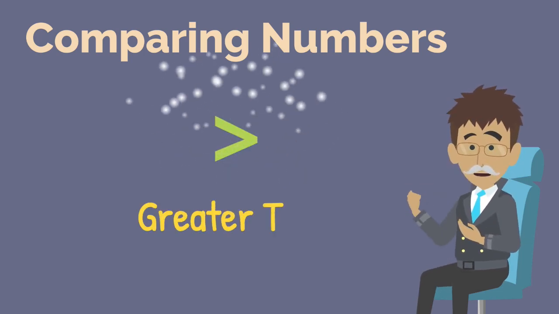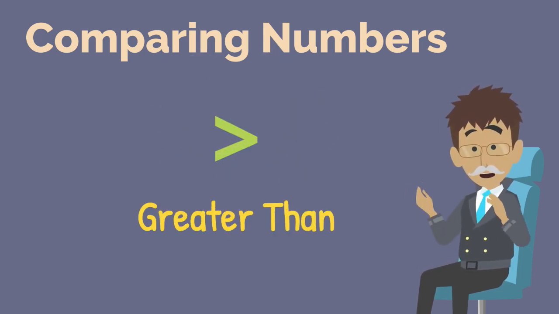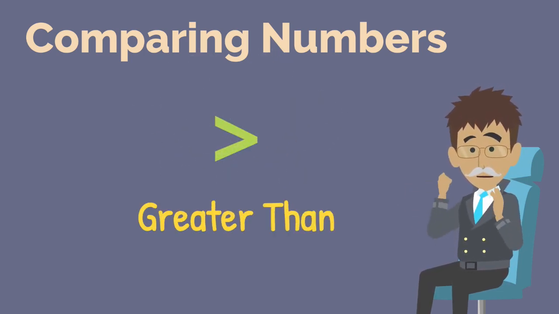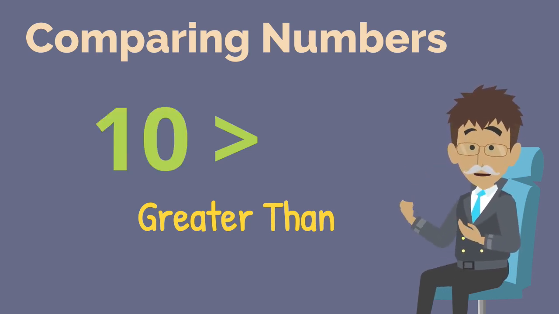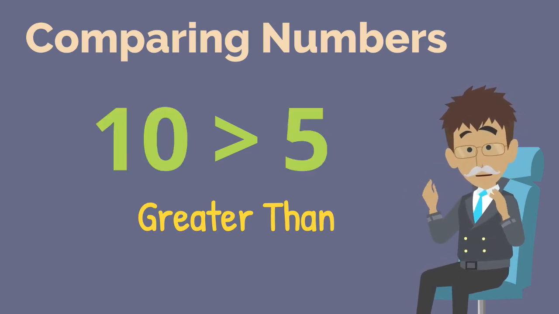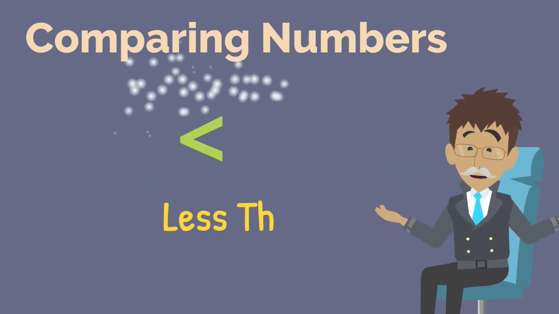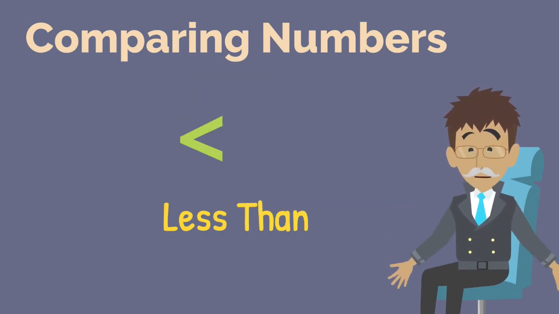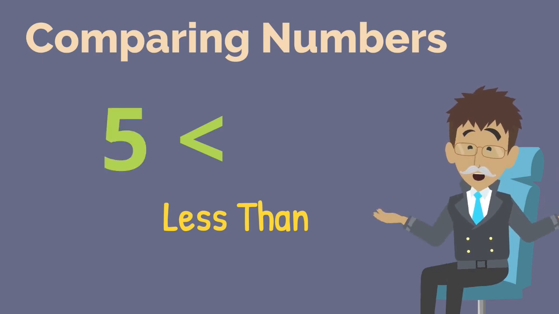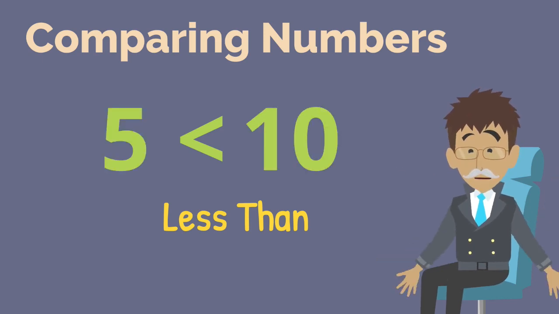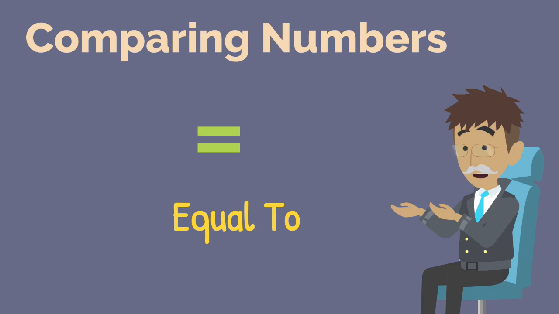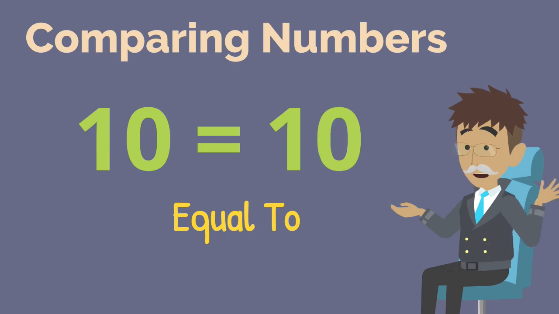The greater than symbol is used to show that one number is greater than another number. For example, this means that 10 is greater than 5. The less than symbol is used to show that one number is less than another number. For example, this means that 5 is less than 10. The equal symbol is used to show that two numbers are equal. For example, this means that 10 is the same as 10.